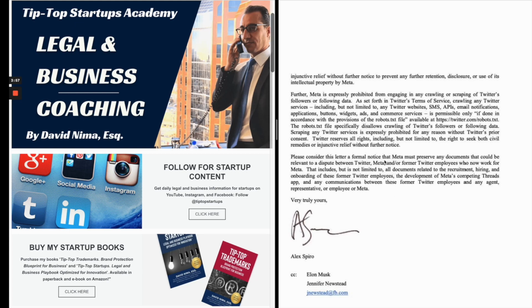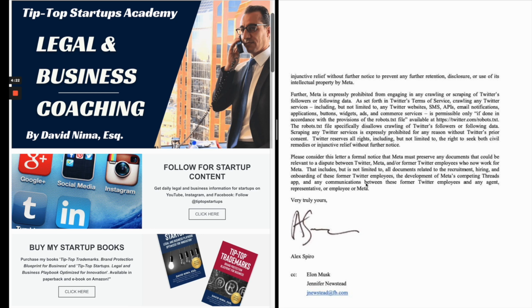It says, please consider this letter as formal notice that Meta must preserve any documents that could be relevant to the dispute regarding Twitter employees, and that includes but is not limited to all documents on recruiting and hiring, and Meta's competing threats. So they're saying that they are potentially thinking about doing litigation against Meta, and that Meta has a duty to preserve any documentary evidence.